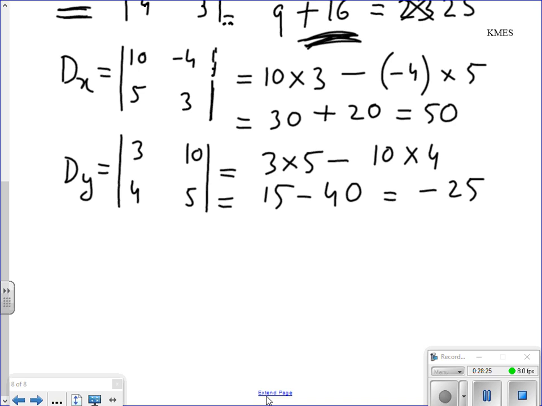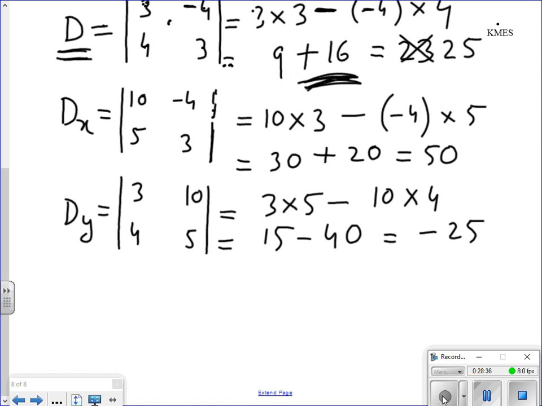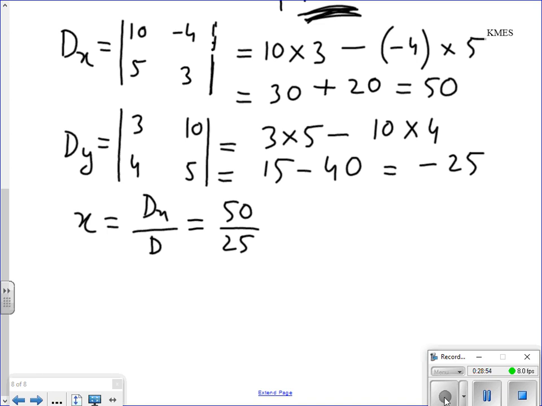Welcome back. Now we move on to the last step, which is how to find x and y. We know the formula to find x is given by x is equal to dx upon d. Now what was the value of dx? 50. And what was the value of d? 25. So 50 upon 25, which comes out to be 2. So we get the value of x as 2.